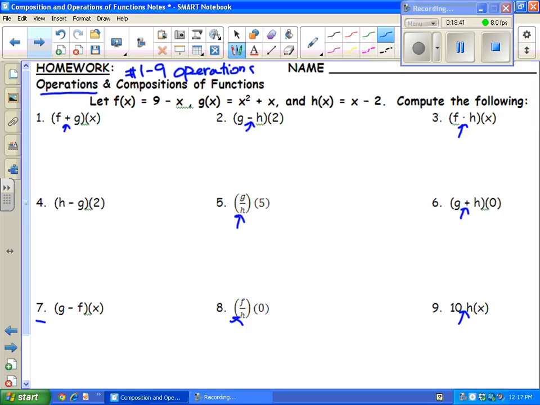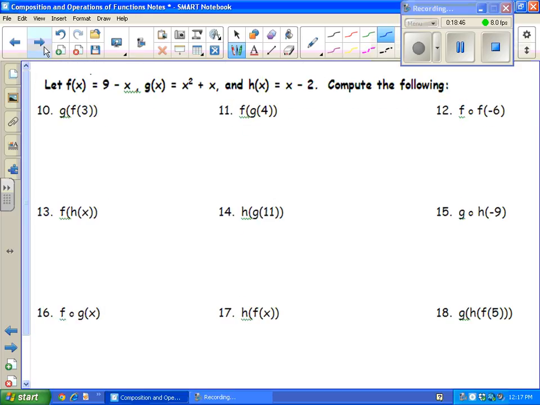So here is a review of the night before. Starting with 10 and going down through 21, I believe, this is where we do compositions of functions. So the new stuff starts at number 10, the stuff that we just went over. Take 3, get it into f, take the answer, put it into g.